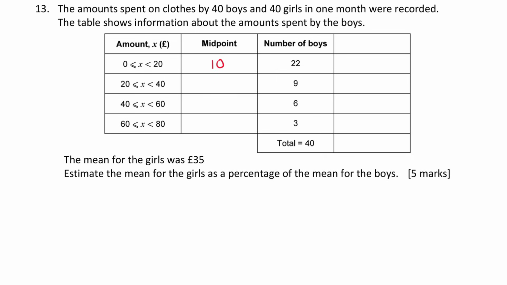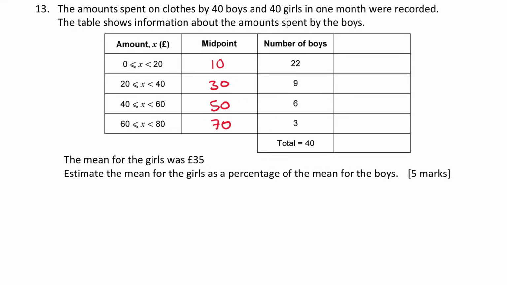Going down the list and working out the other midpoints: 20 plus 40 is 60, divided by 2 is 30. 40 plus 60 is 100, divided by 2 is 50. And 60 plus 80 is 140, divided by 2 is 70. So they're the midpoints that I'm going to be using.